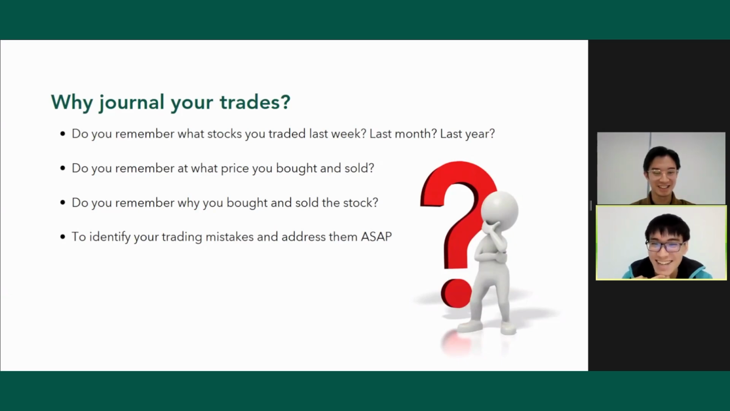Maybe. So basically, that's the point why we need to journal, because we don't remember each and every trade we made. And we need to. Why? Because we can identify our mistakes in our trades by having a journal. So we can identify our mistakes and address them as soon as possible. So that's why we have to journal our trades.